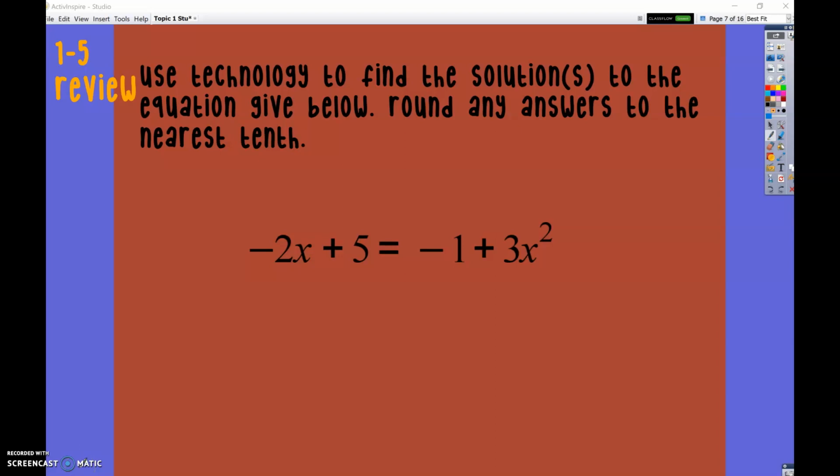In section 1.5, we found the solutions to single variable equations and inequalities. Now, when it comes to single variable, that means there's only an x involved. Look at this equation right here. We only see x's. So when we're solving these, we used technology or Desmos to help us find them. Remember, if you're finding the solution, you're finding what x value you could plug into both sides of this equation, do the math, and get them to equal each other. Or, if you're looking graphically, when the function on this left side is equal to or crossing this function on the right side. Give this problem a try.